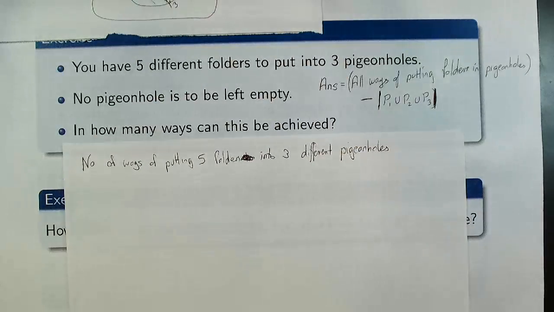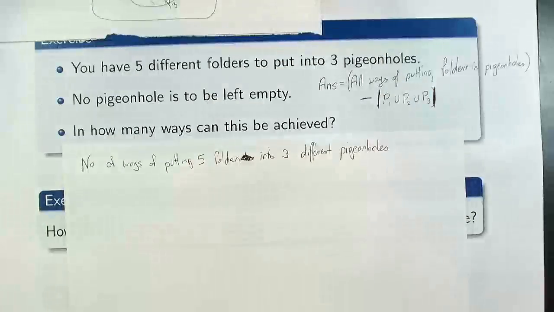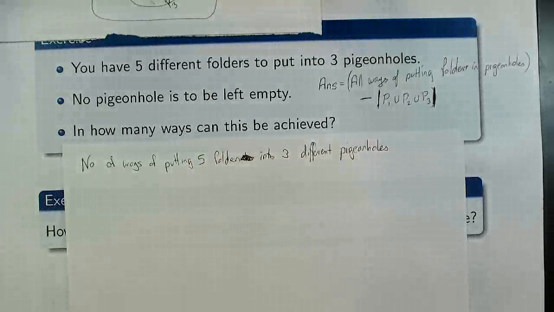Okay, how many choices for the first folder? 5 factorial? Close. Is 5 factorial right? Is it close? We're getting there. What would you do to make it better? Do you mean different pigeonholes as in the end goal where no pigeonhole is empty? What do you mean by the number of ways of putting 5 folders into 3 different pigeonholes?